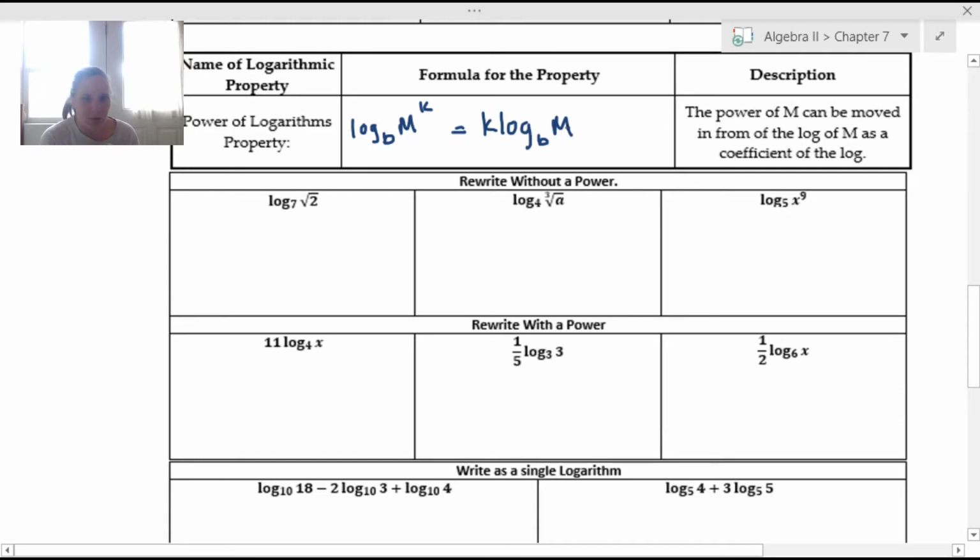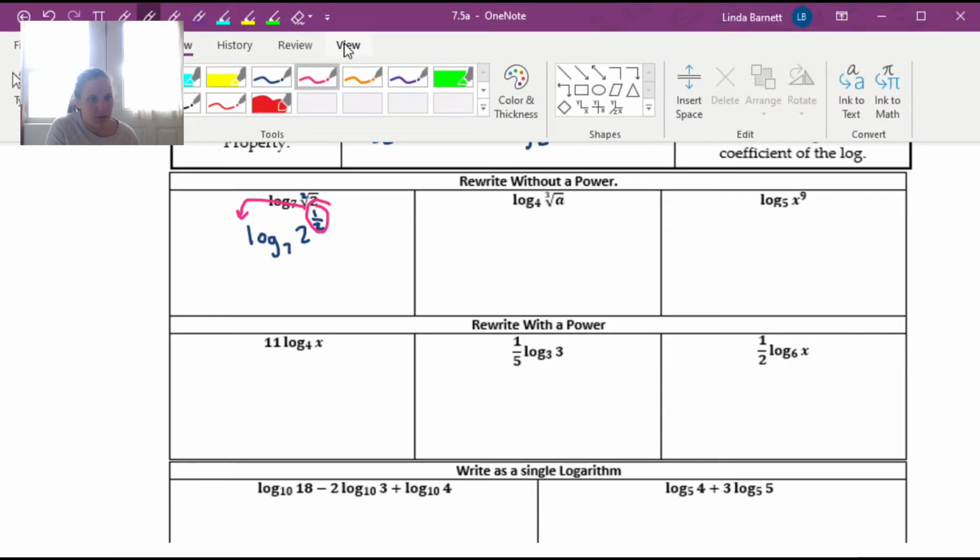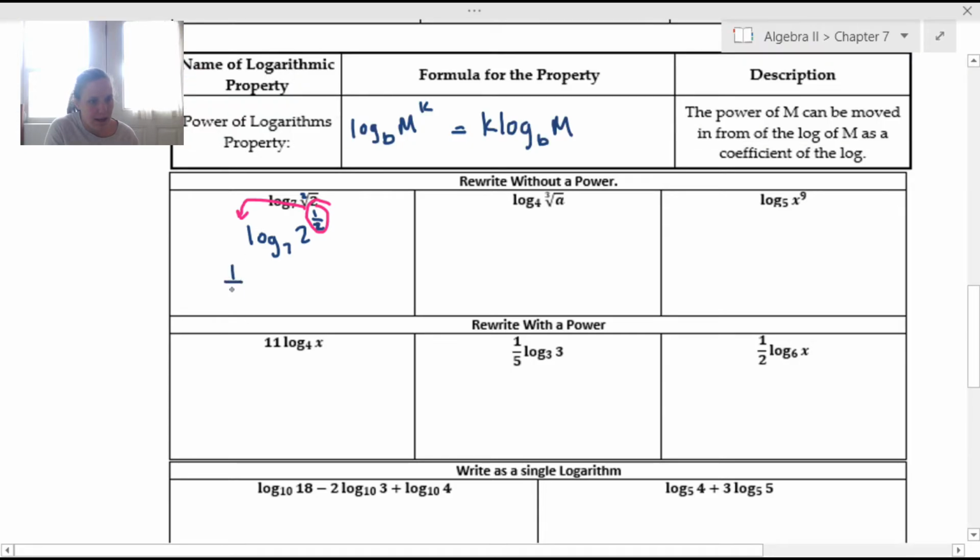All right, first we're going to start with a tricky one. Log base 7 of the square root of 2. What is the exponent on the square root of 2? That's a review. It's going to be the log base 7 of 2 to the power of 1/2. Remember that that index becomes the denominator on that fraction. So then using this property, that 1/2 is going to move out to the front of the exponent over here. So it's going to look like 1/2 log base 7 of 2.